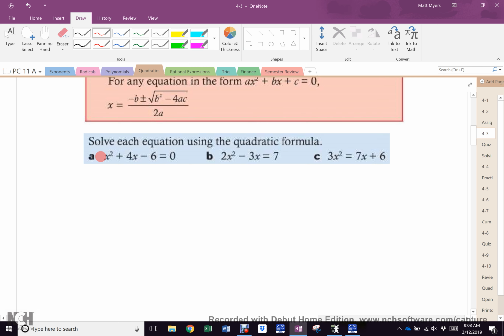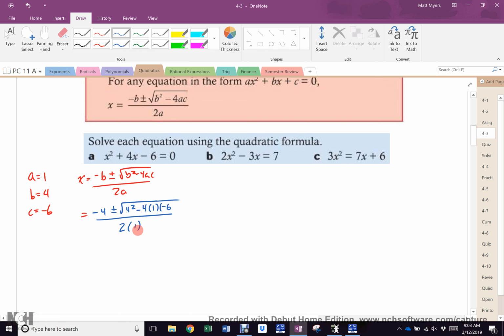So what is that? That's A. So A equals what? 1. What does B equal? 4. And what does C equal? -6. And then all we do is plug it into the equation. X equals -b plus or minus the square root of b squared minus 4ac over 2a. So, what goes in for b? -4, because it's negative b, right? Plus or minus the root of 4 squared minus 4 times what? 1 times what? -6.